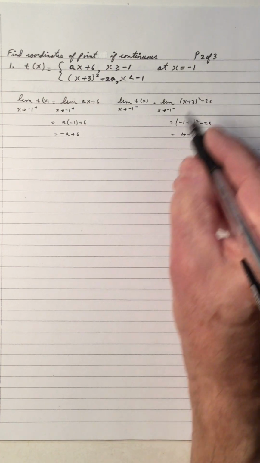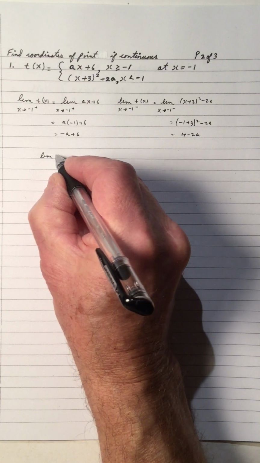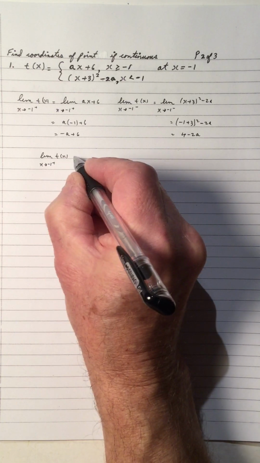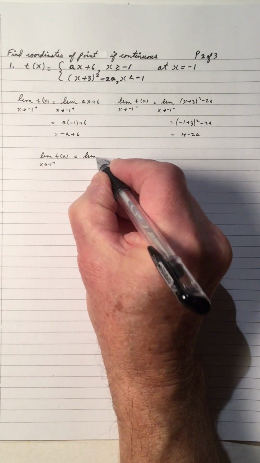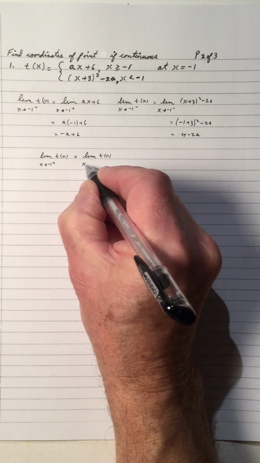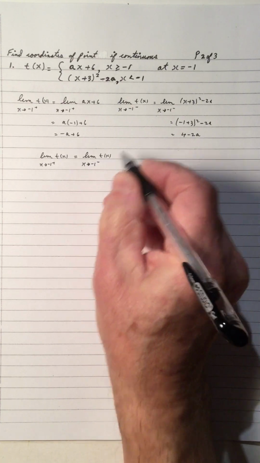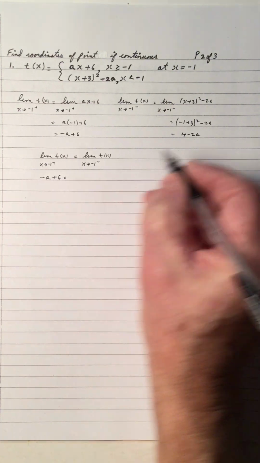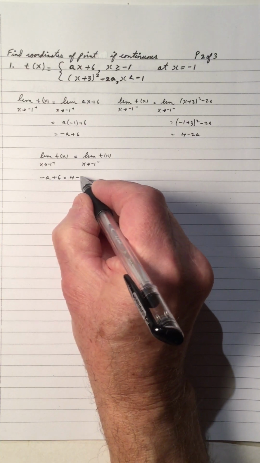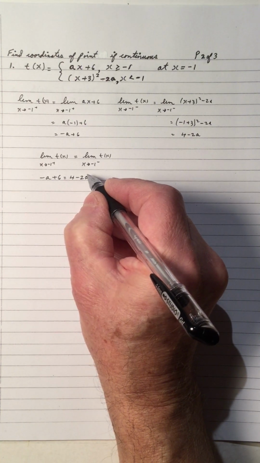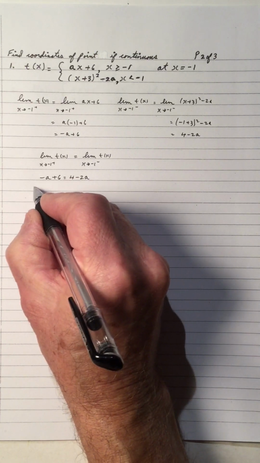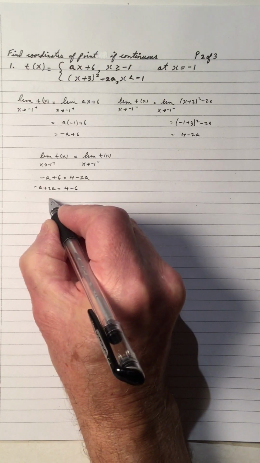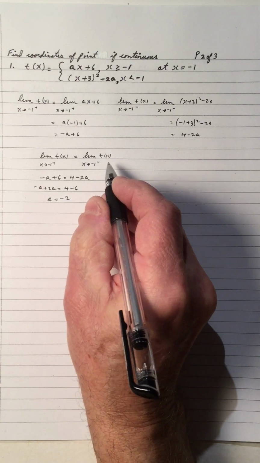Because it's continuous, the limit of t of x as it approaches -1 on the right side is equal to the limit as it approaches -1 on the left side. So on the right side we have -a plus 6, and on the left side we have 4 minus 2a. When we solve this, we move the variables: -a plus 2a, and 4 minus 6, so a equals -2.